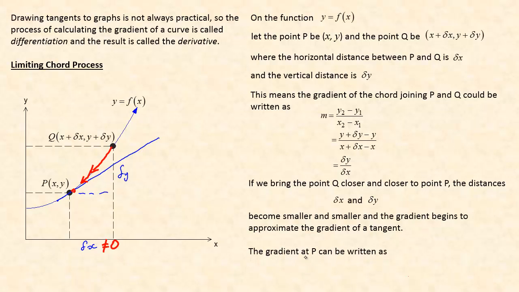And then we write the gradient of P, so the gradient of the tangent at P, as the limit as delta x tends to 0 of delta y over delta x. So delta x can't actually be 0, but we can make it as small as we like, so a millionth, a billionth, or even much, much smaller than that. In practice, we replace delta x with h and delta y with f of x plus h minus f of x. Should be reasonably clear where that's come from, but we could explain it still further.